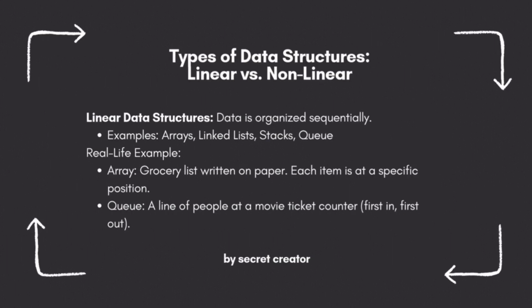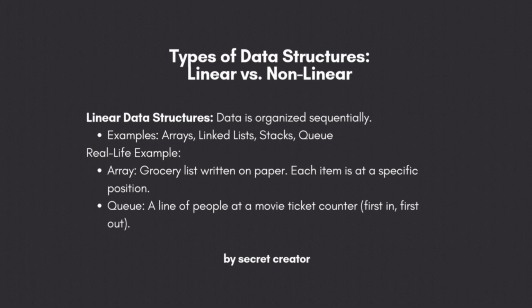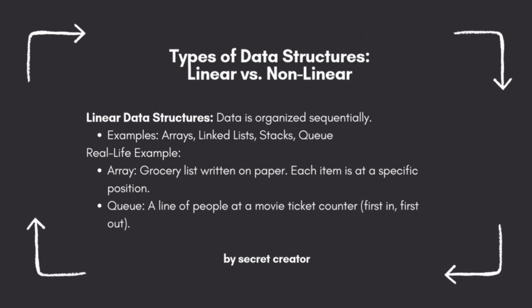Types of data structures: linear and non-linear. Data structures can be broadly divided into two types: linear and non-linear. Linear data structures organize data in a straight sequence. Examples include arrays, linked lists, stacks, and queues. A real-life example of an array is a grocery list written on paper. Each item has a specific position.